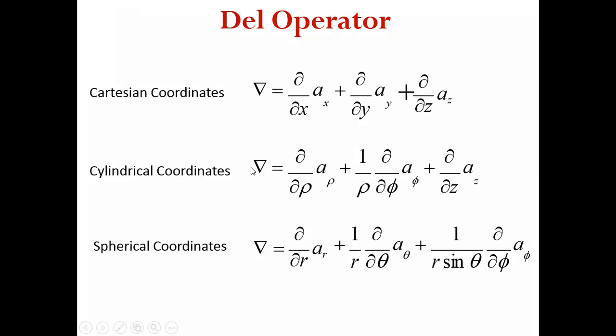In cylindrical coordinate system, it is del over del rho a rho plus 1 by rho times del upon del phi a phi plus del upon del z az. In spherical, it is del upon del r a r, 1 by r times del upon del theta a theta, and 1 by r sine theta times del by del phi a phi. Now, what is the meaning of this del upon del x?